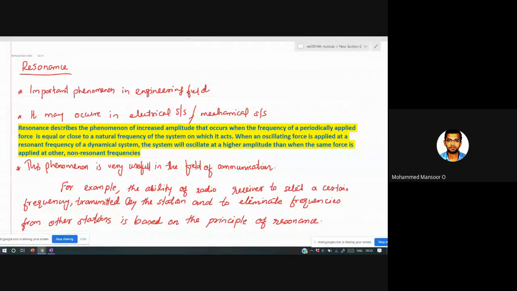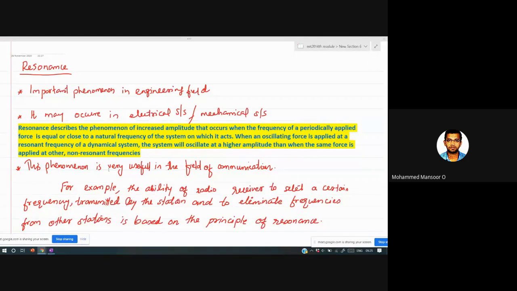What is resonance? Resonance describes the phenomenon of increased amplitude that occurs when the frequency of a periodically applied force is equal to or close to the natural frequency of the system on which it acts. It is a general statement. When an oscillating force is applied at the resonance frequency of a dynamic system, the system will oscillate at higher amplitude than when the same force is applied at a non-resonance frequency. Let's see that in detail in the electrical system.